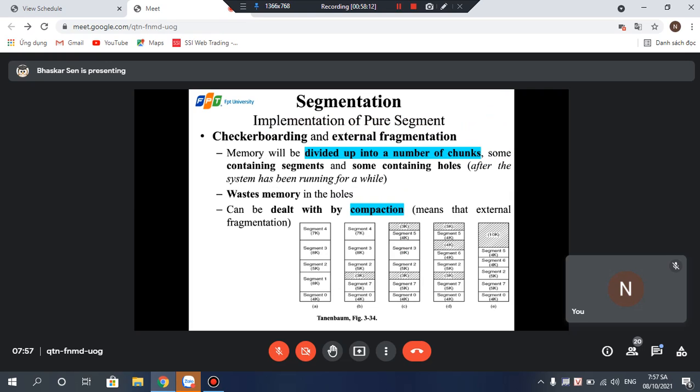Then we move on to see the problem with segmentation. The problem with segmentation, as we said, is external fragmentation or checkerboarding. Please remember this name. Basically, it looks like a checkerboard, isn't it? Kind of like the chessboard that you play on.